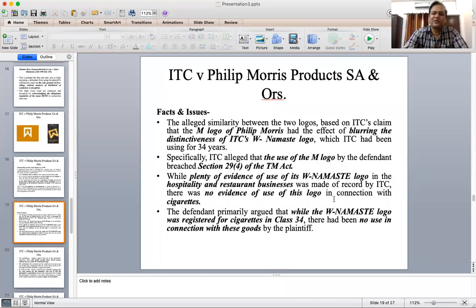Okay. So there was no evidence of use of this logo in connection with cigarettes, as I made it clear before. The defendant primarily argued that while the W Namaste logo was registered for cigarettes in Class 34, there had been no use in connection with these goods by the plaintiff. So ITC was not using this very logo in connection with cigarettes. How could that be tested?